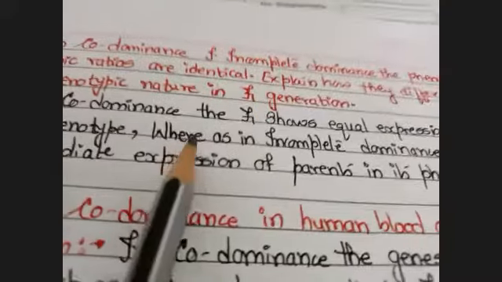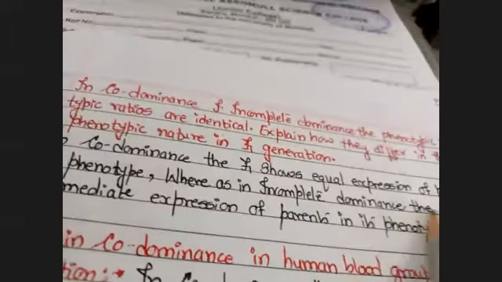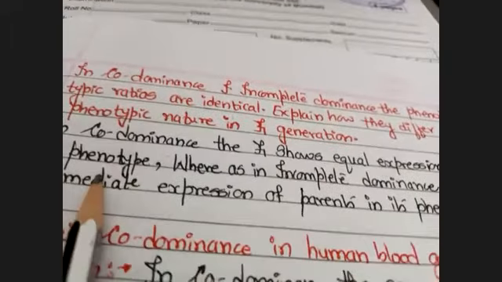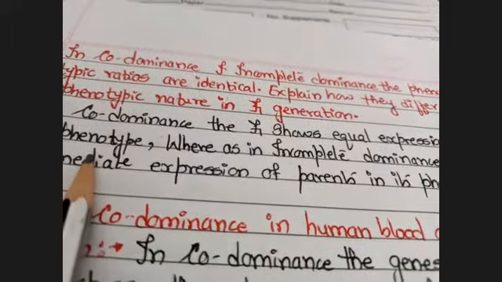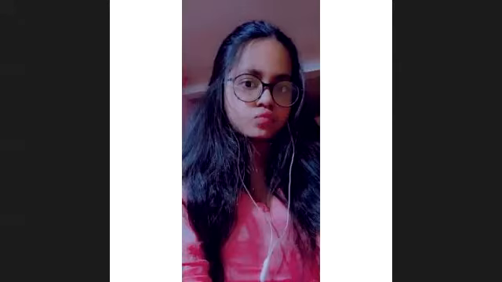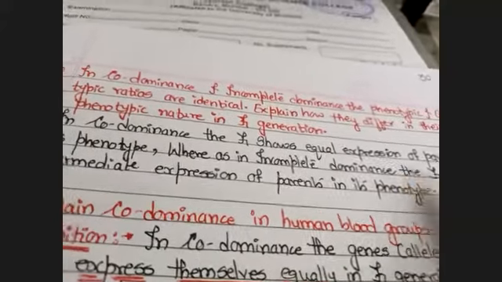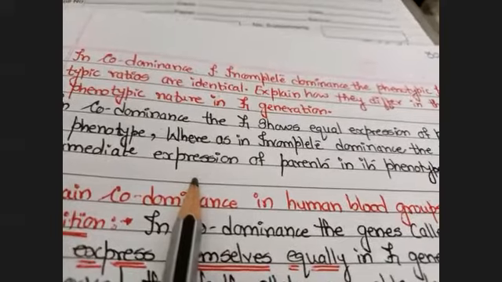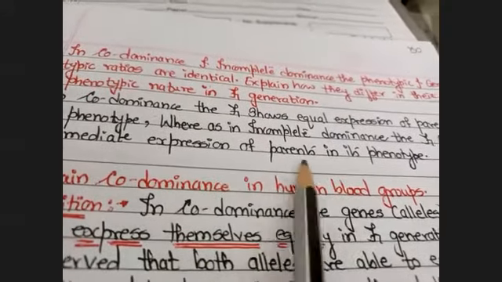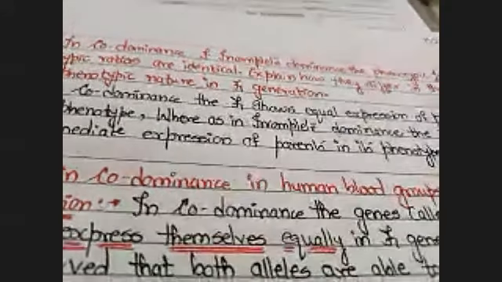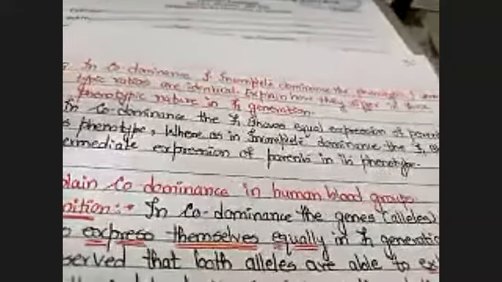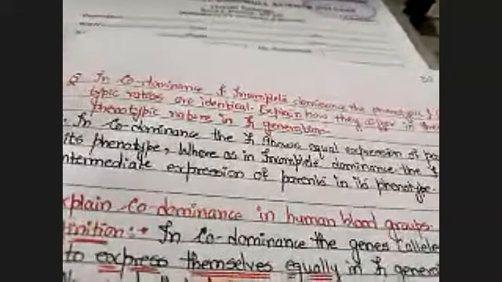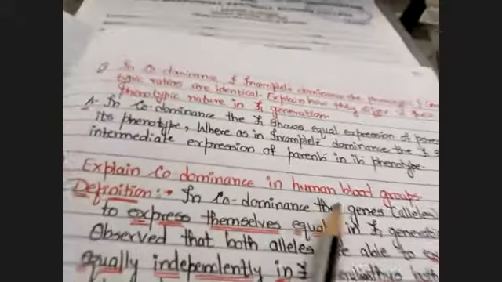In codominance, the F1 shows equal expression of the parents in its phenotype. Patches दिख रहे हैं ना? Equal expression of the parents. Whereas in incomplete dominance, the F1 shows intermediate expression. वो दोनों mix हो जाते हैं ना? Correct? Intermediate expression of the parents in its phenotype. Very clear now? Yes, ma'am. Next, explain codominance in human blood groups.